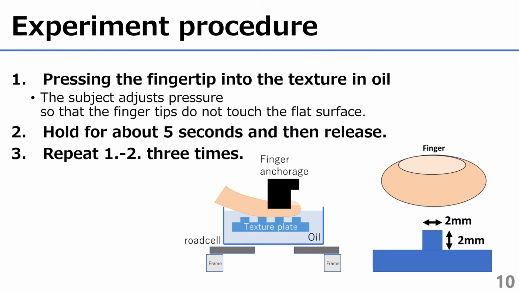As a procedure of the experiment, the subject first pressed the fingertip against the texture in the oil. The subject adjusted the pressure so that the fingertips did not touch the flat surface outside the convex part. The subject held it pressed down for 5 seconds and released the finger, and repeated this 3 times.